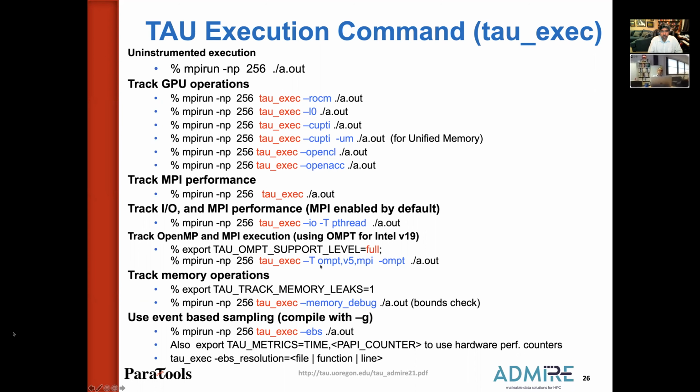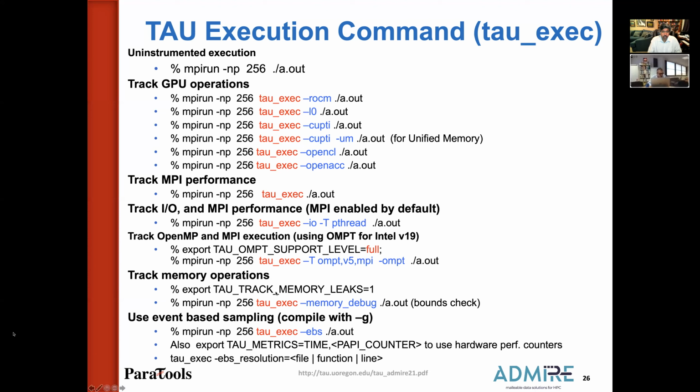In this case, I'm saying I want to use the OpenMP tools interface, OMPT version 5 tag, MPI tag for the configuration of TAU, and set some environment variables as well. Like here I'm saying to track OpenMP executions with MPI, turn on the environment variable TAU_OMPT_SUPPORT_LEVEL to full. So this generates profile data for not just thread 0, but also thread 1 through n-1. This can be used with Intel compilers, version 19 or later. Even Clang compilers support this, and more compilers are looking into supporting the OpenMP tools interface.